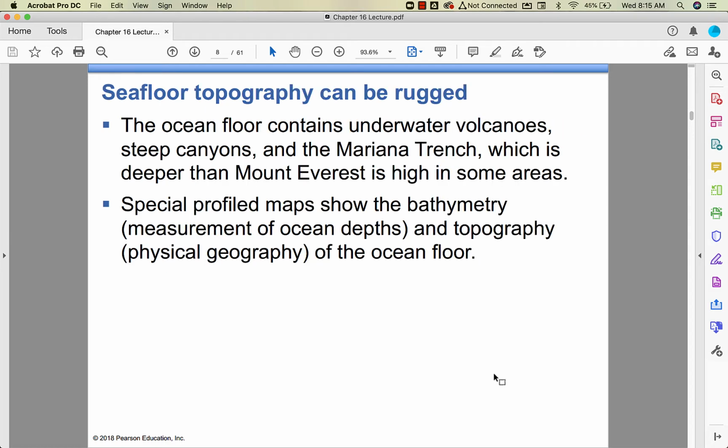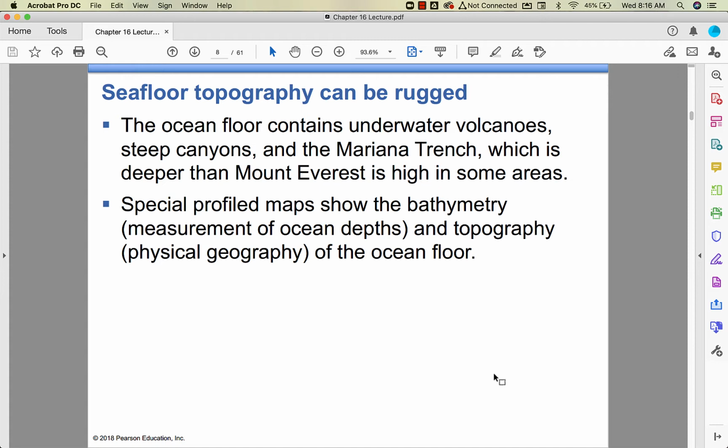The seafloor is not flat. There's a lot of topography, a lot of change in elevation. The deepest trench in the world, the Mariana Trench, is deeper than Mount Everest is high. So if you could put Mount Everest at the bottom of the deepest part of the Mariana Trench, there would be about a mile of water above Mount Everest until you get to the top of the trench.